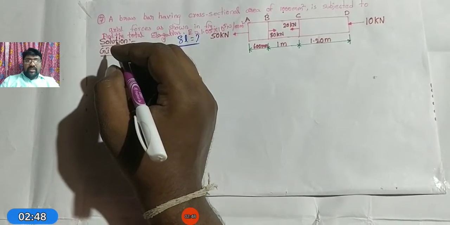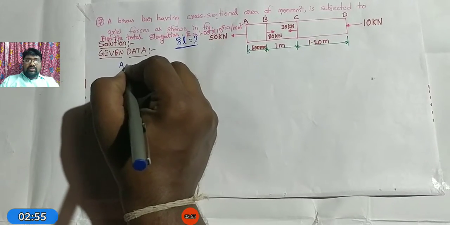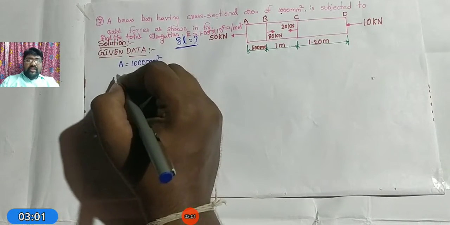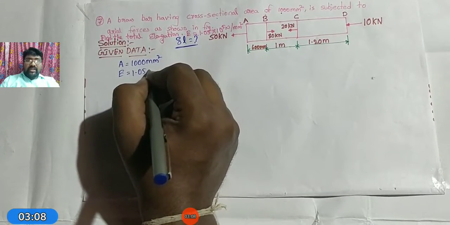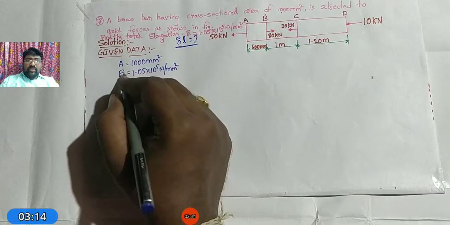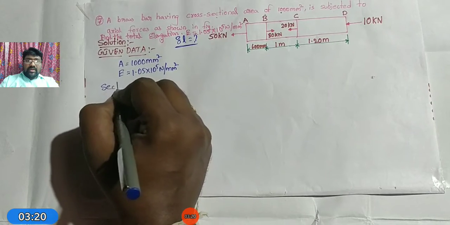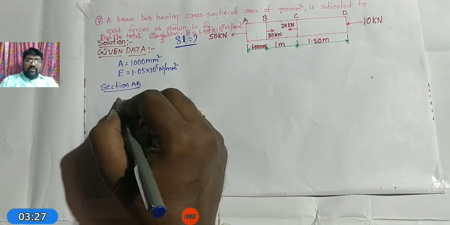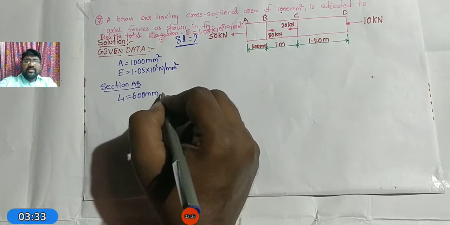First we need to note down the given data. The area is common for the three sections, the diameter is the same, so the area is also the same for AB, BC and CD. And Young's modulus, the given material, is also the same, so Young's modulus is also 1.05 into 10^5 newton per millimeter square. Next, consider section AB. We draw the section separately. They have given the length as 600 millimeters.